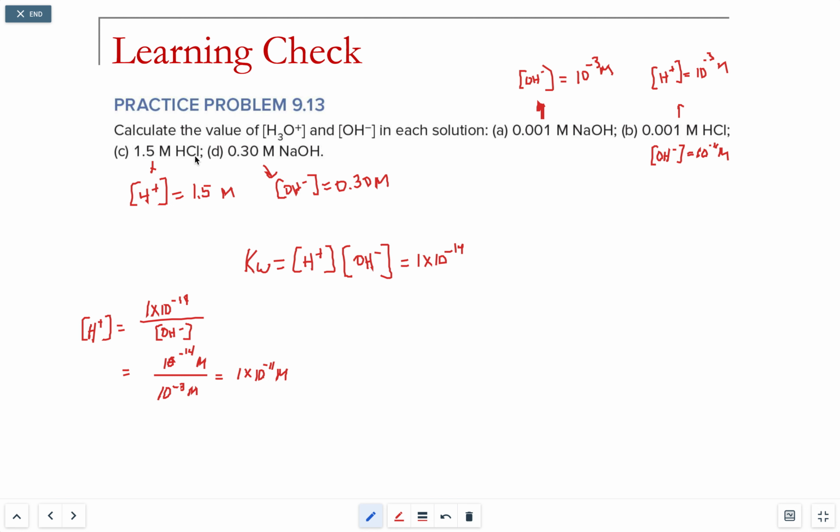The other two you can do in a similar fashion from these starting points. The hydrogen ion is 1.5 molar, now solve for hydroxide. Here you know that it's 0.3 molar in hydroxide ion, so now calculate H plus using this relationship.